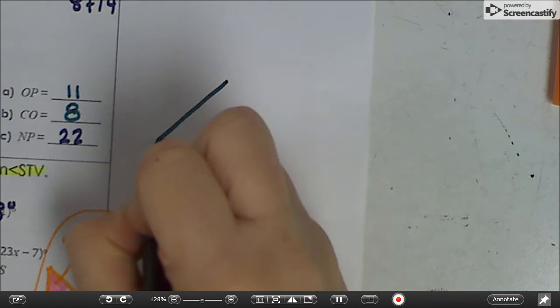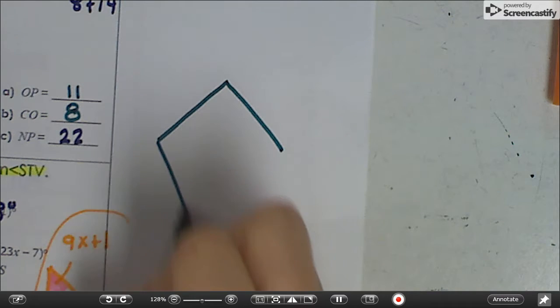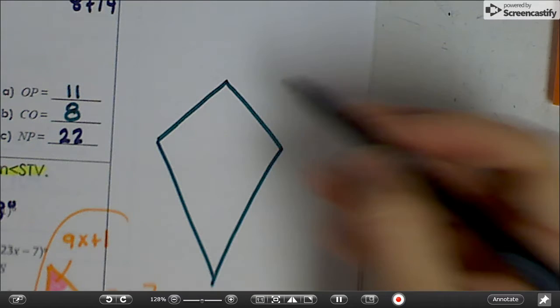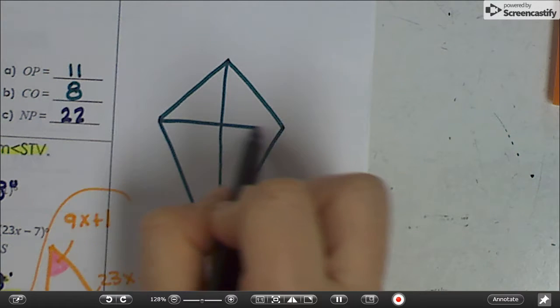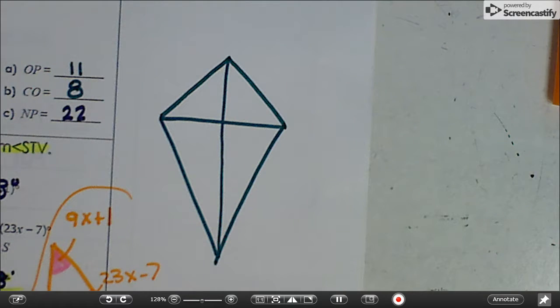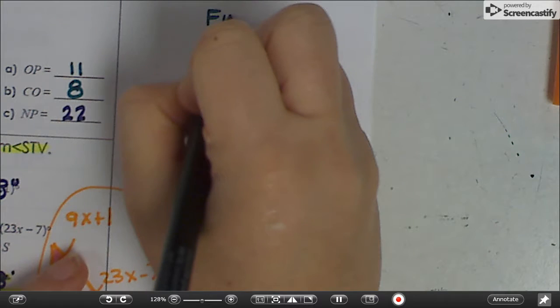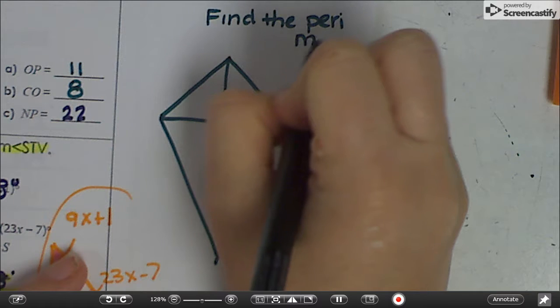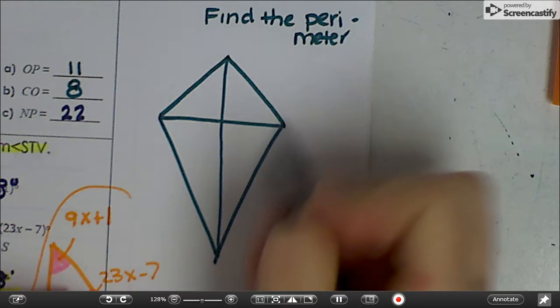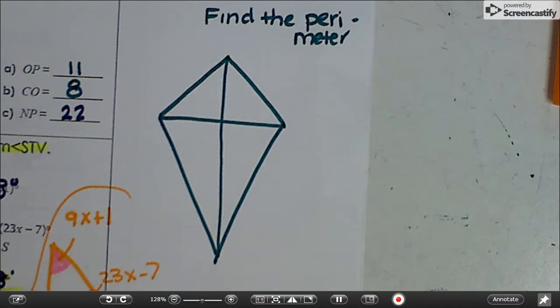I'm going to draw another kite. These are some kind of popular question styles. Some may say, here's our kite. What's the perimeter? Perimeter is the sum of the sides of a figure. So you would need some information given to you.